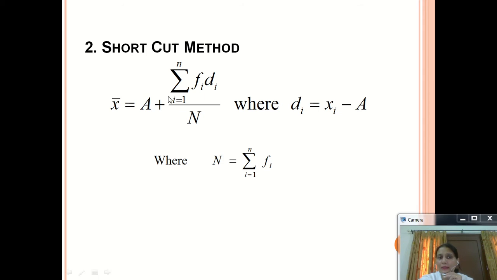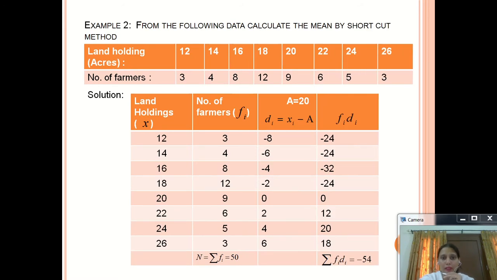In the shortcut method, if a discrete series is given, then x bar equals a, where a is the assumed mean, plus summation fi di divided by capital N. Di is the deviation from assumed mean, di means xi minus a. Capital N we already discussed, capital N is sum of frequencies. Then example: from the following data calculate the mean by shortcut method.